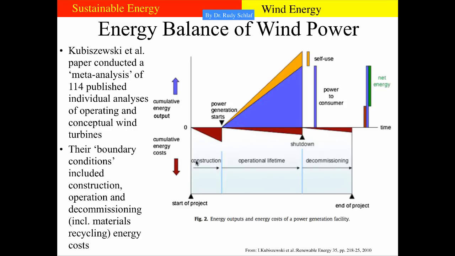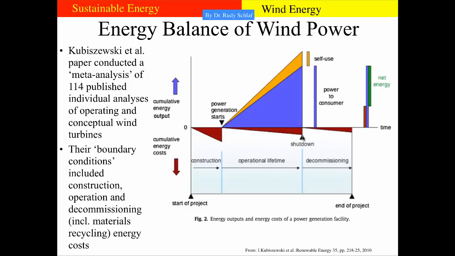If you look into the construction phase, then of course there's only energy costs. Once the wind turbine is operational, it outputs energy. So this is now this positive part. The blue part of it, that is the energy that is actually going into the grid. The orange part, that is the part of the energy that the wind turbine uses itself for its day-to-day operations. So what's going to the consumer is this blue part.